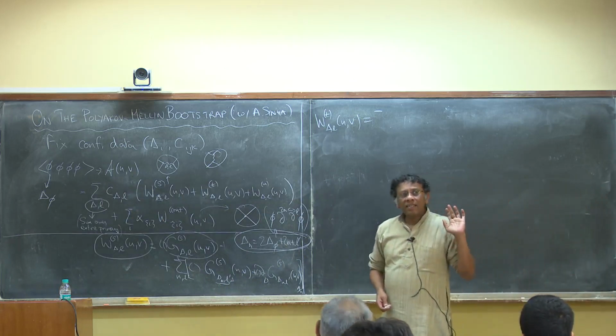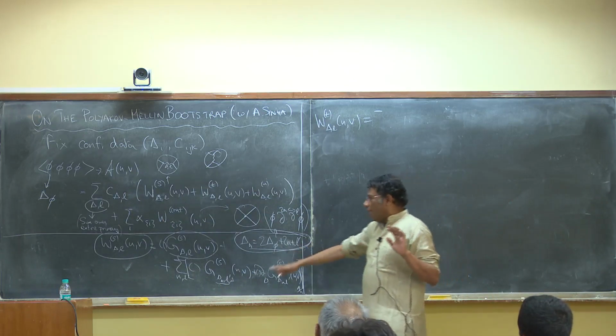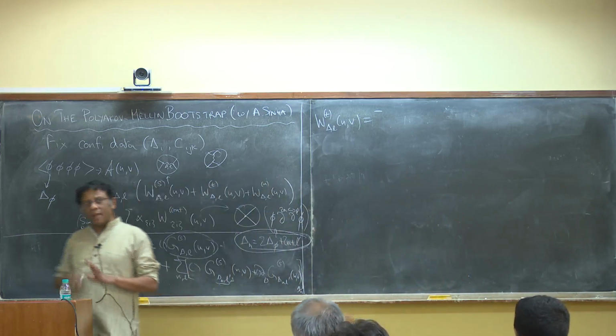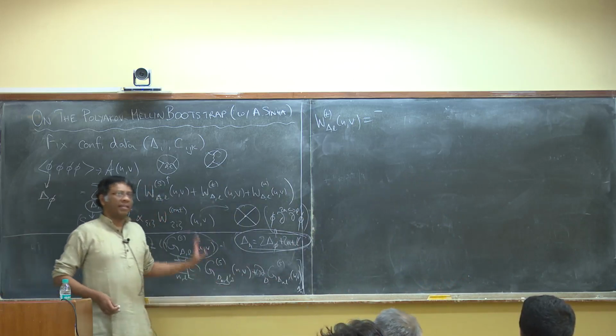Yeah, it's always primaries. Whenever I talk about the labels, I'm talking only of the primaries. The descendants are always captured in the conformal blocks.